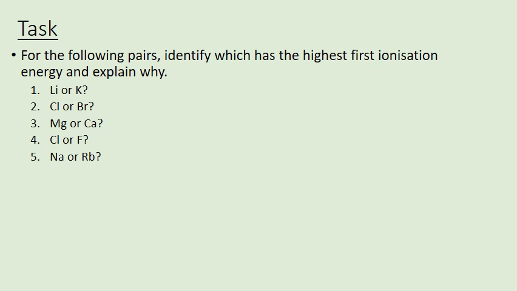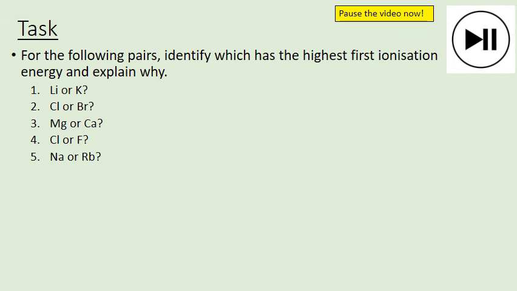Time for a task then. So what you're going to do is you're going to compare the following pairs. So for each of the 5 questions, you're going to decide which of those 2 have the highest first ionization energy and explain why. So don't just use the position of the periodic table. You can use that to help you with the answer, but with your explanation, make sure you use the terms radius and shielding. So pause the video, and when you're ready to go through the answers, unpause the video.